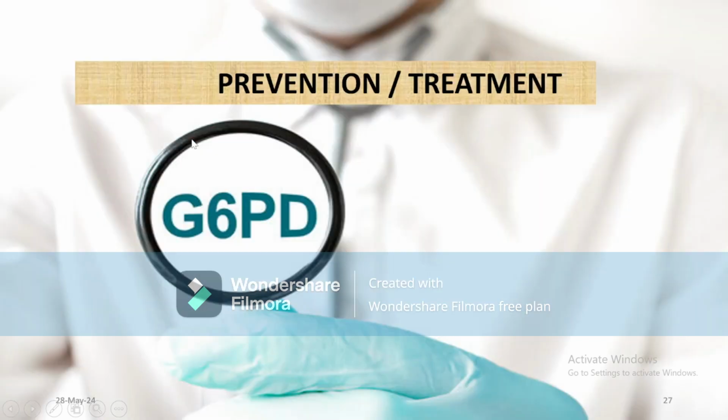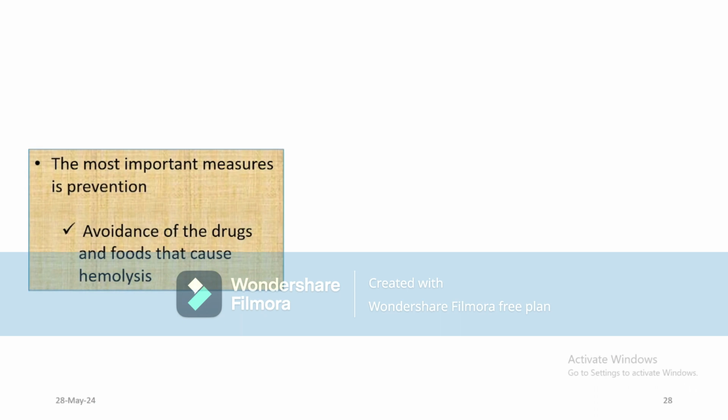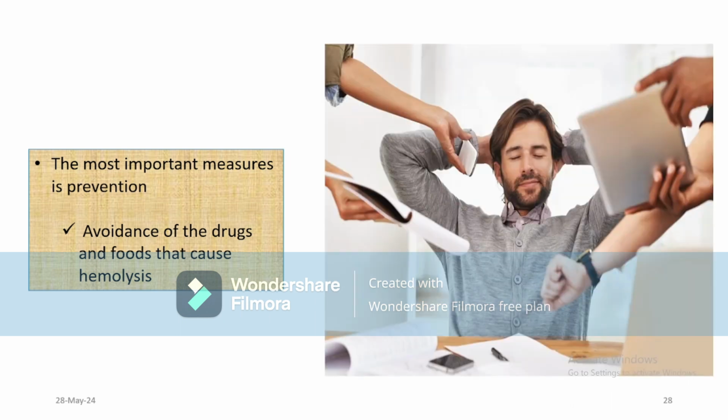Okay, how do we prevent this G6PD? The most important measure is prevention. That's it. G6PD, basically, when you get it, you can treat it, but you have to prevent it. How do we prevent that? By avoiding the drugs and the food that cause hemolysis. Okay, and you must be vigilant. That is why everybody must know their status, because you may not know the drug you'll be using the next day.